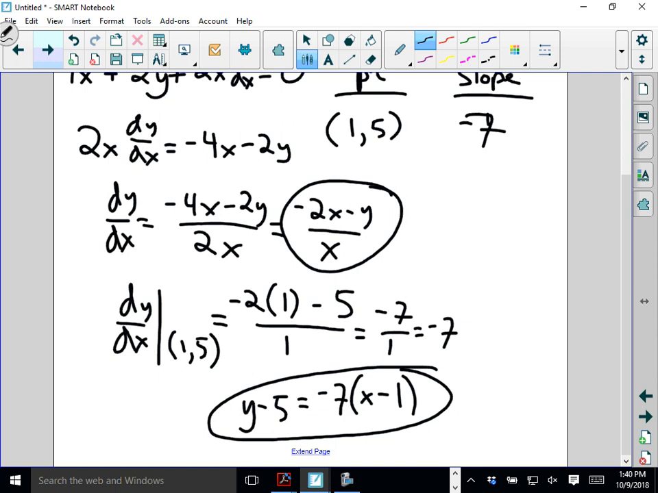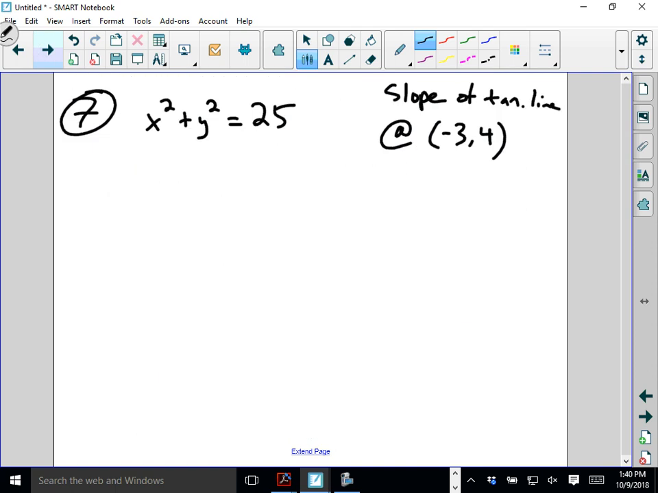Now all I need is the slope of the tangent line at the point negative 3, 4. So I don't have to write the full equation of the line. All I need, I can stop once I get the slope, which means I want to find dy dx and plug in the point negative 3, 4. This one's pretty simple. No product rule, no quotient rule or anything like that. All we have to remember is when we do a derivative of y, we tack on dy dx.